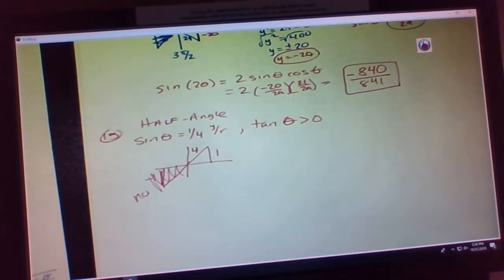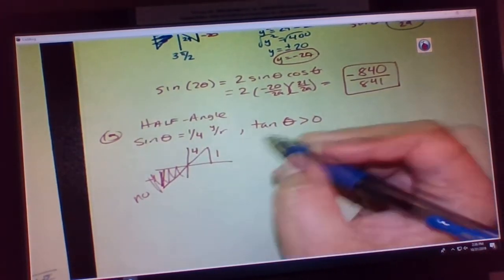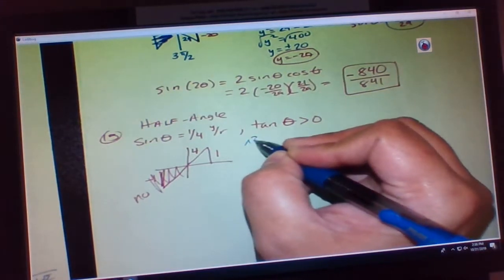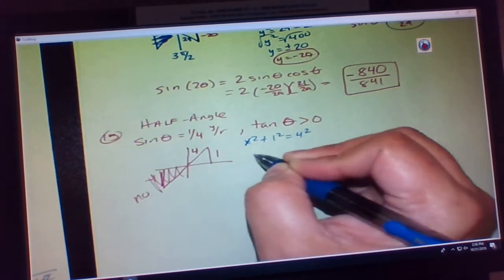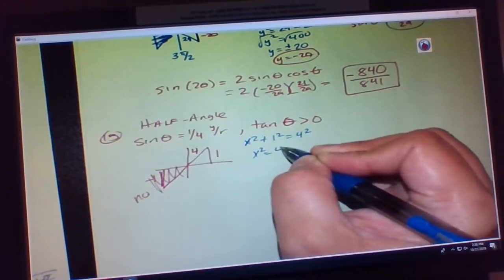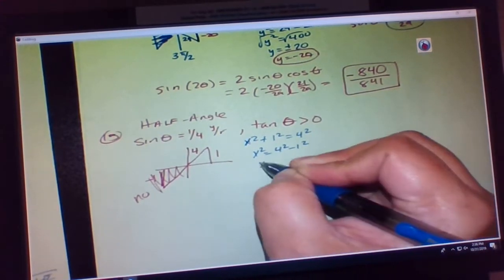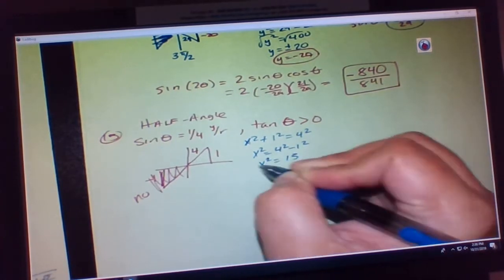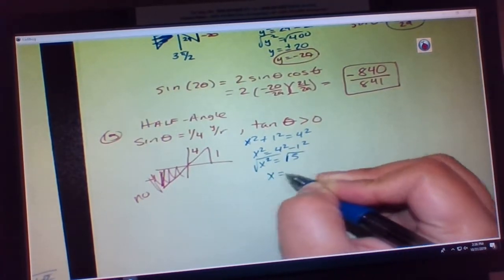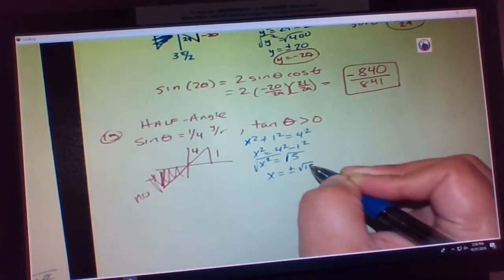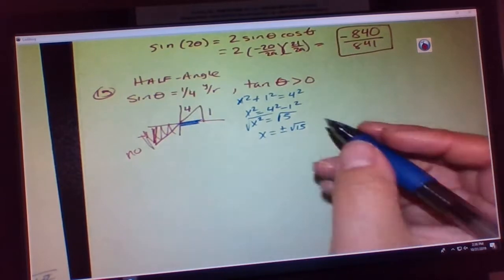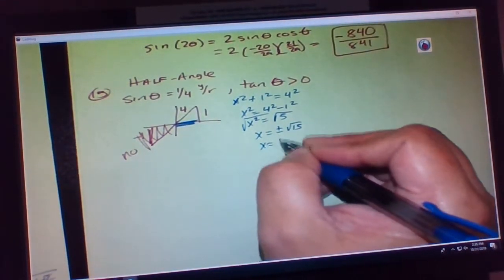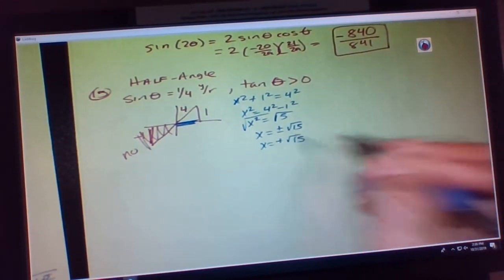Now, if it could have been, then you would have to do it twice, but that's not the case. X squared plus 1 squared equals 4 squared. X squared equals 4 squared minus 1 squared. So x squared equals 15. I take the square root, and it's positive or negative square root of 15, but your x is going to be what here? Only positive, right? So this is the one I have to use.